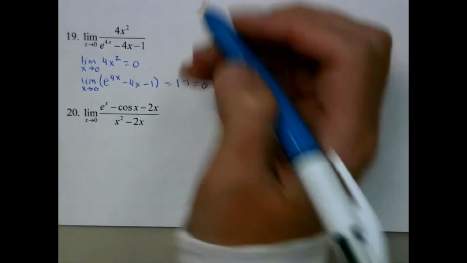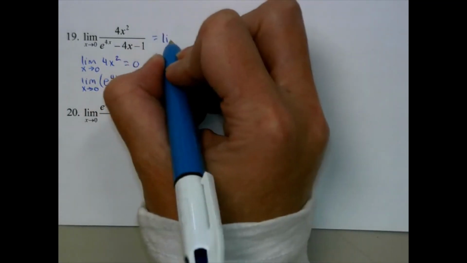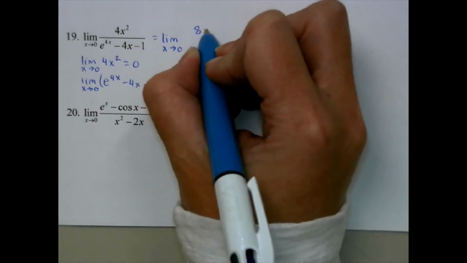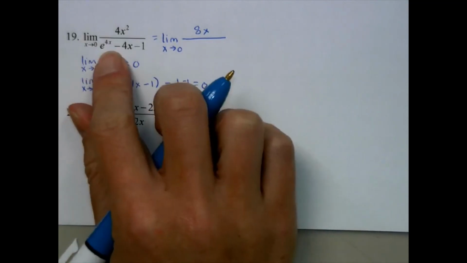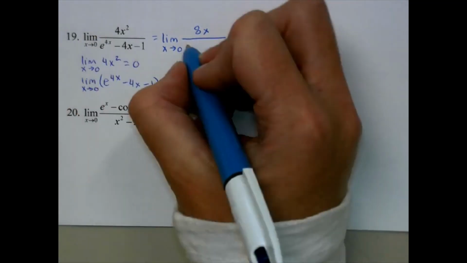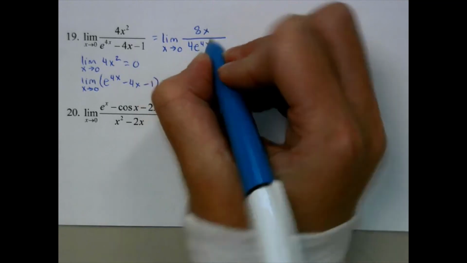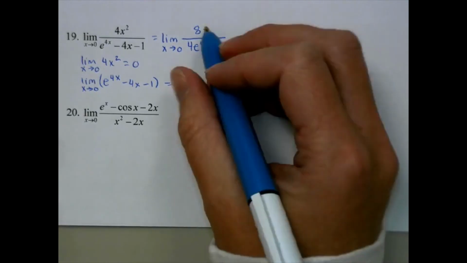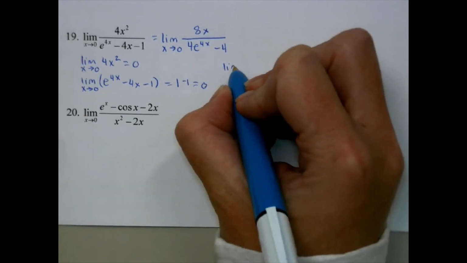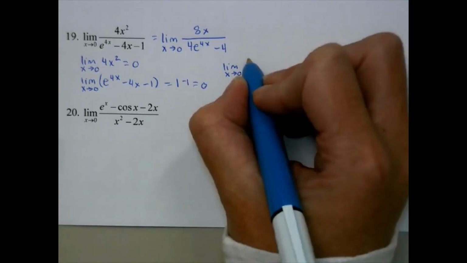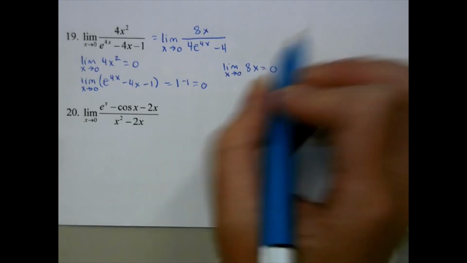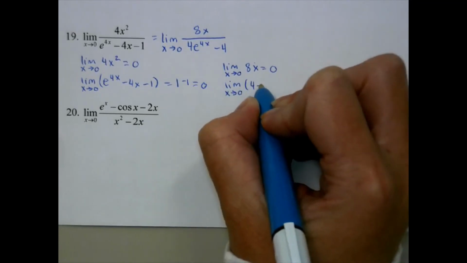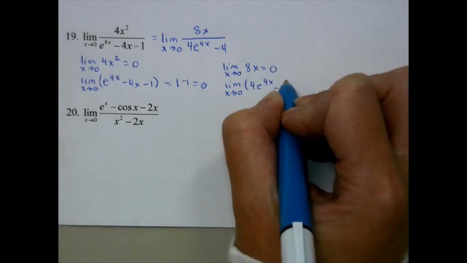So I'll do the derivative of the top, the derivative of the bottom. This is going to be e to the 4x times 4 minus 4. But again, if we plug in zeros, the top, 8x, is going to be 0, and the denominator, okay, if we plug a 0 in here, that's going to be 1, and we get 4 minus 4, which is 0. So we've got to do this again.